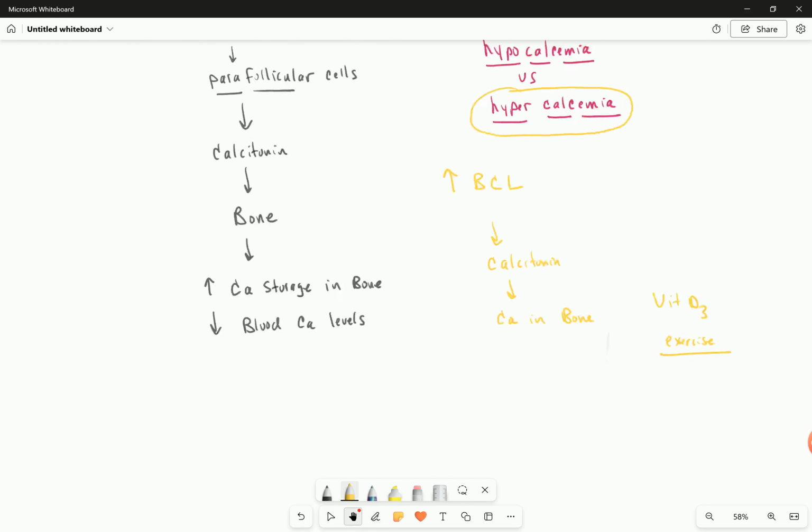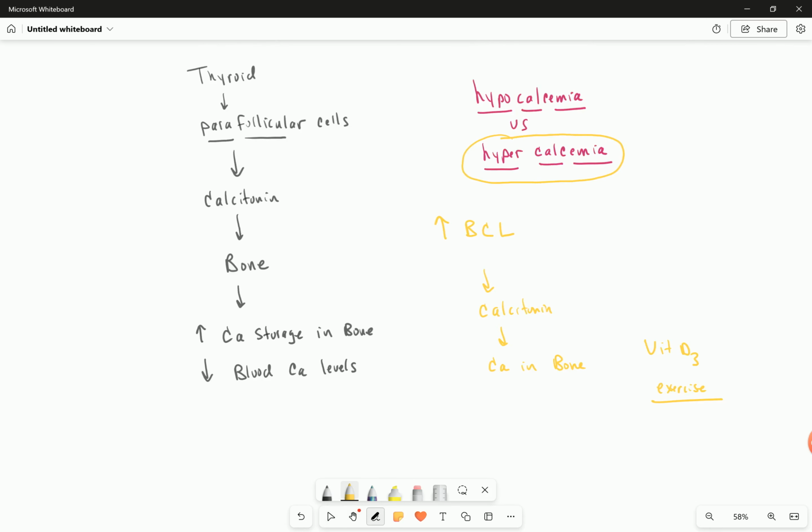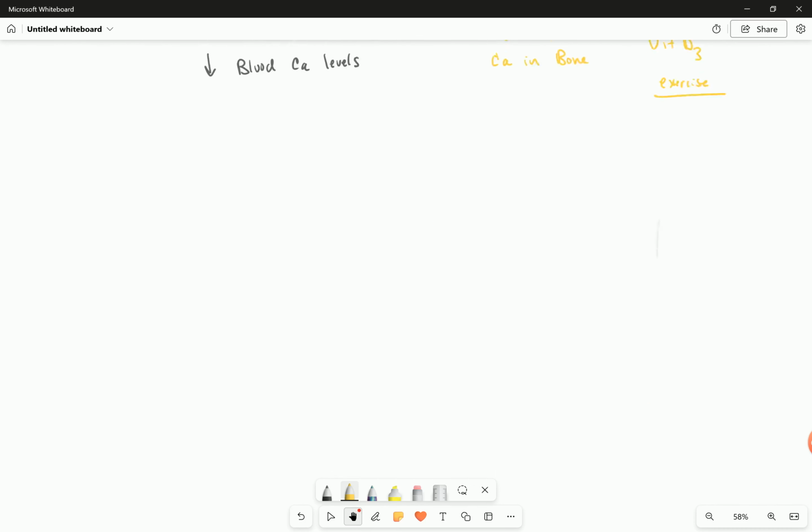Okay, the opposite of calcitonin. By the way, you had hypercalcemia. Once calcitonin is activated, you're going to bring down those blood calcium levels back to normal. So you went from hyper, too much calcium in blood, down to now normal levels. And that's one of the jobs of calcitonin. All right, the opposite of calcitonin is the parathyroid hormone.